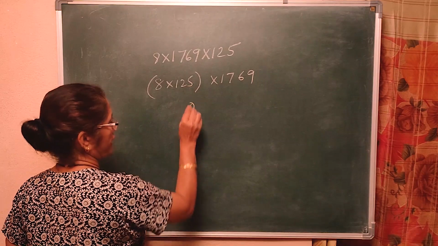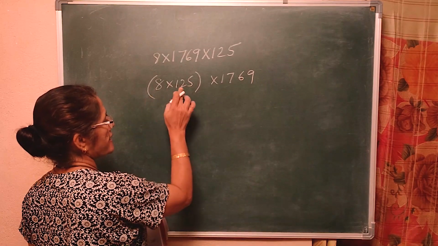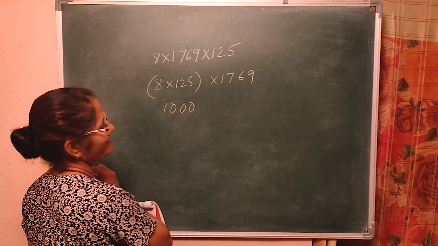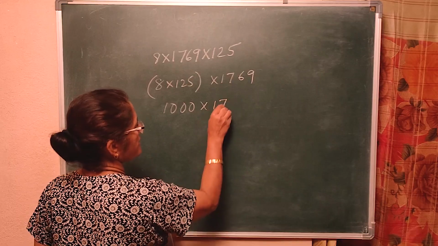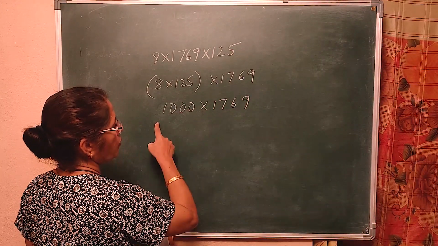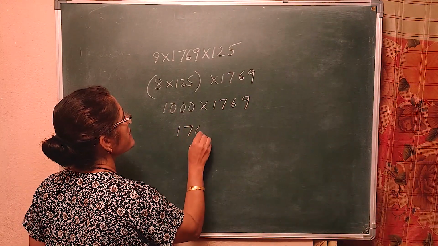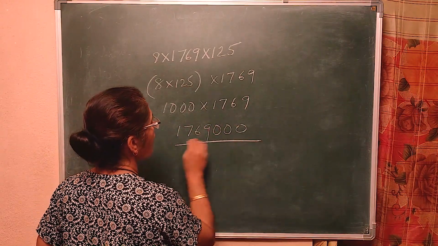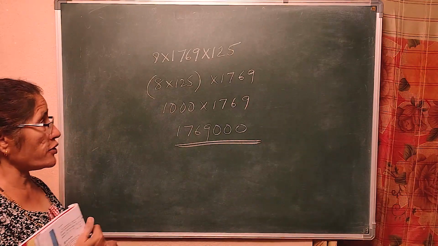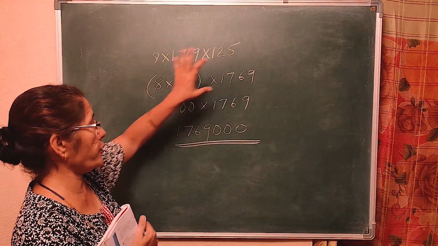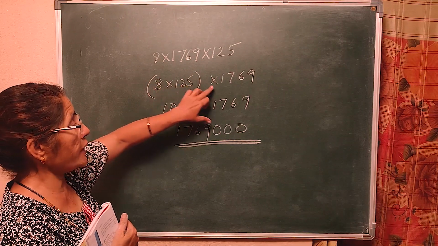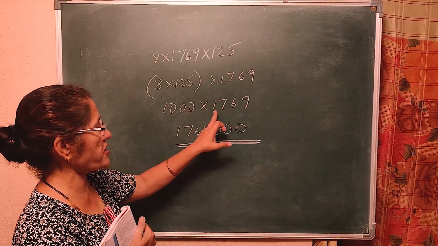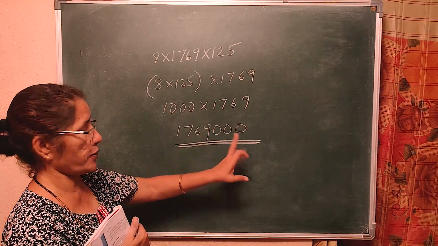8 5s are 40, 4. 8 2s are 16 plus 4, 20, 8 1s are 8, so 8,000. Correct? Into 1769. Now it is easy. What is the answer? 1769. After that 3 zeros are there. 1, 2, 3. See how easily you got the answer. Did you understand? 8 into 125 you did first. You got 1000 into 1769. So what is the answer? 1 into 1769, 1769, 3 zeros.